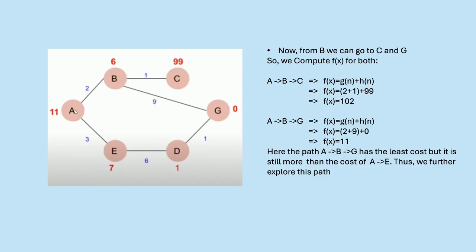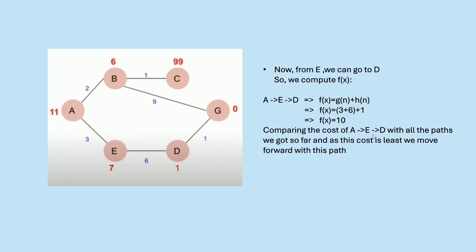Now we calculate A to B to G. f of x equals 11 plus 0. Here the path A to B to G has the least cost, 11, but it is still more than the cost of A to B. Thus we further explore this path.